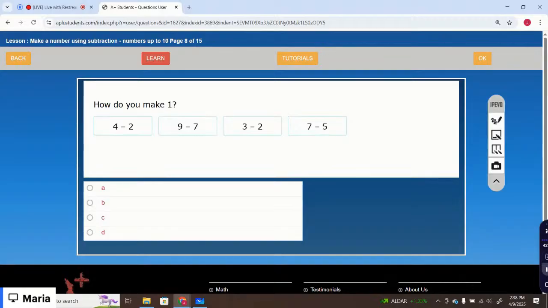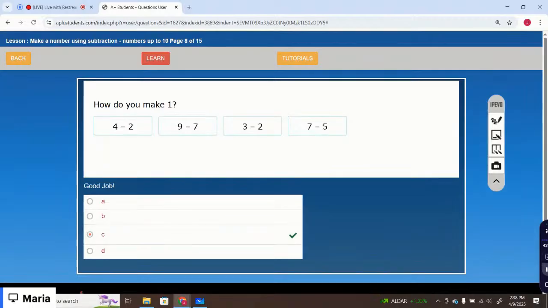How do you make one, which is the correct option? That is three take away two. Option C is the correct option.